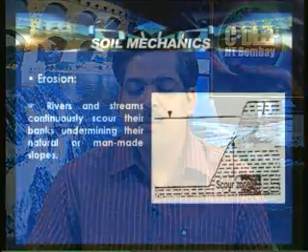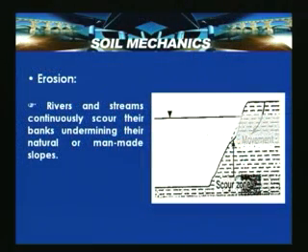In this picture, where a water level is shown, this can be either a river or a stream, and the local scouring which is shown here induces movement in this direction. So, rivers and streams continuously scour their banks, undermining their natural or man-made slopes. So, here the scour by rivers and streams is shown.